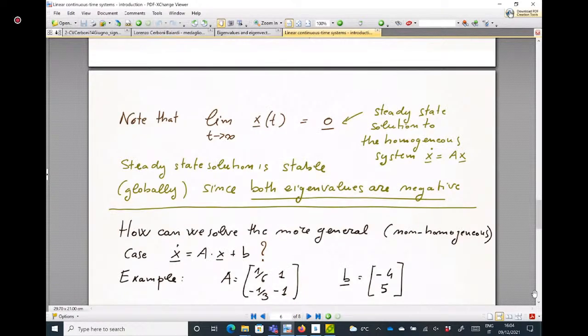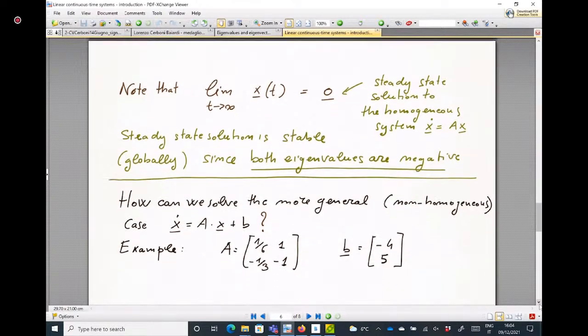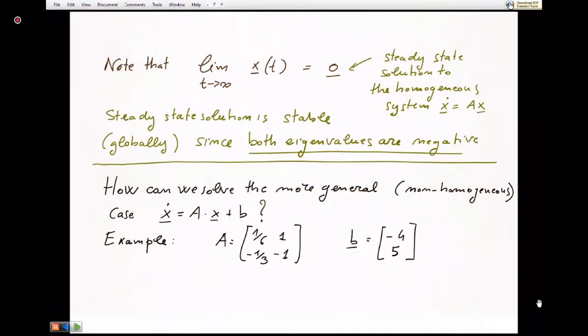So what happens in the non-homogeneous case, in which B is not 0? It's x dot equal to Ax plus B. Here B should be underlined, okay? It's a vector. We take the same A as above, but there is a vector of forcing terms, which is (-4, 5).